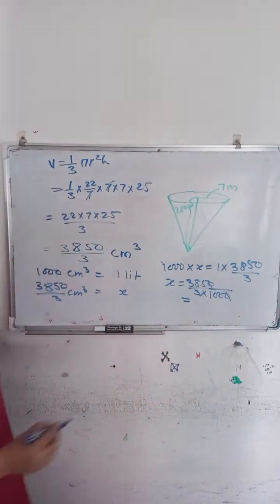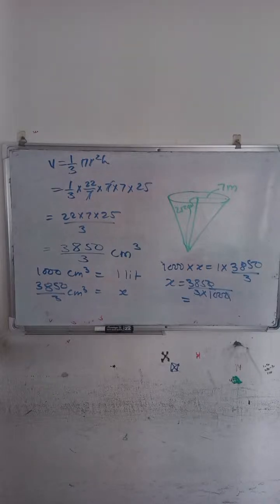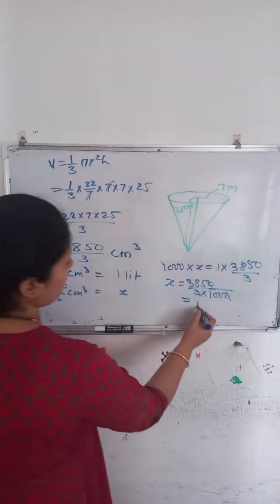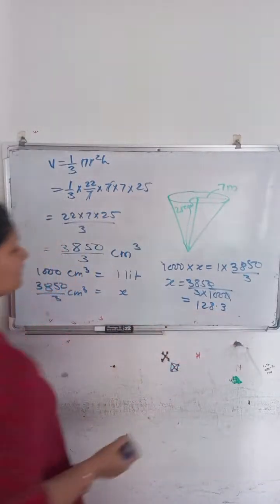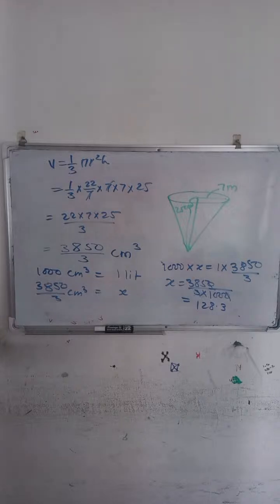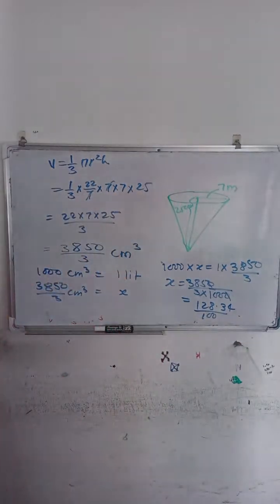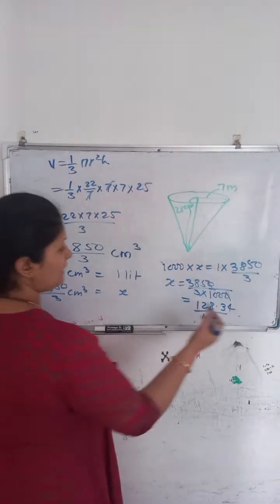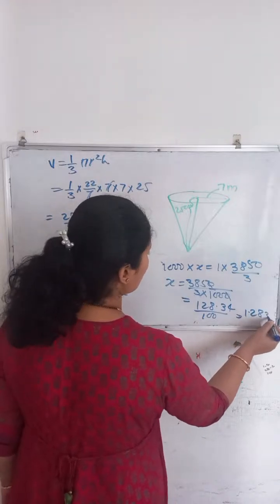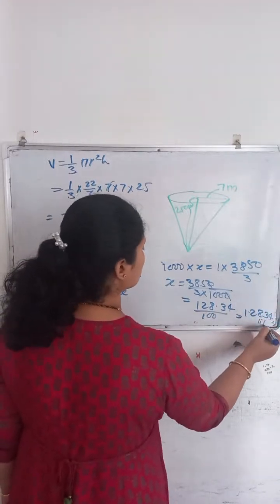Now here we can say 385. 385 divided by 3 is nothing but 128.3 something, 33 or 34. And this is divided by 100. So again you shift the decimal. Divided by 100, after shifting the decimal you will get 1.2834 liters is the answer.